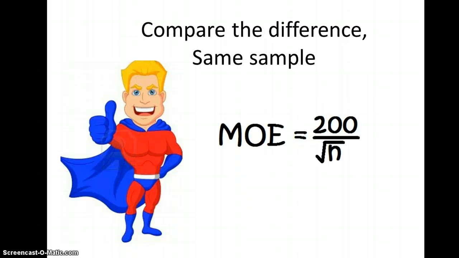The other thing is when you're comparing the difference. If you're comparing the difference and it's within the same sample, you're actually 200 over root n. So you take the difference of who votes for National and who votes for Labour. If that difference is 10% and your sample size is 1,000, it's 10% plus or minus 6%. You actually need that doubled.